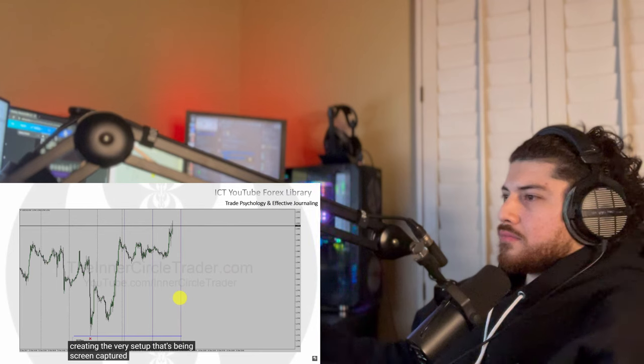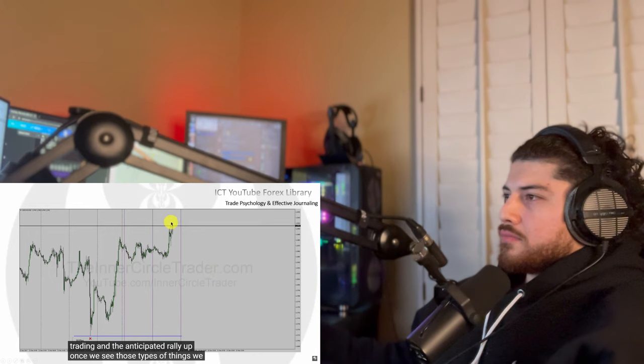Okay, dropping down to the third of the chart. Same mindset here. We're adding any details that we're noticing. We have Monday's trading, and the anticipated rally up. Once we see those types of things, we know this is a setup. So we want to get a setup here. But where are we reaching for? What's the draw on price? You want to have that before the trade starts to unfold.